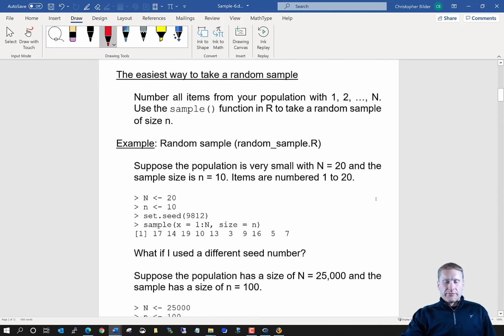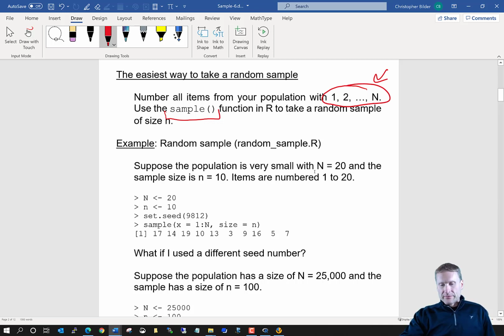So how do we do it? Well, here's the easiest way. Suppose you could number all the items in your population from 1 to capital N. We can then simply use the sample function in R with a vector of these 1 through N to take a random sample of size little n.